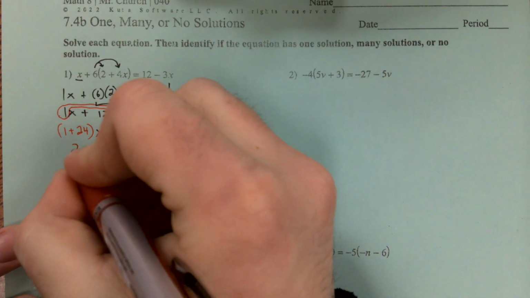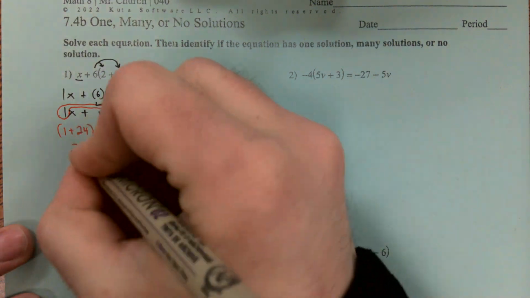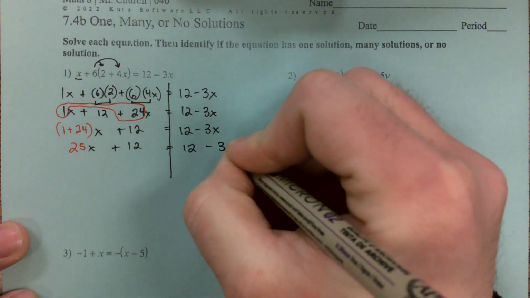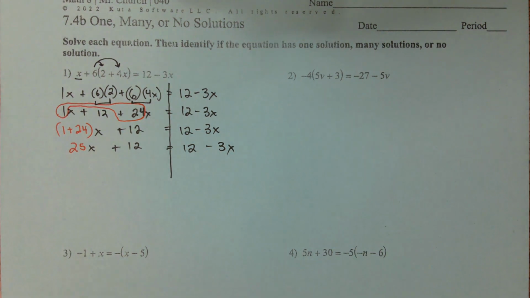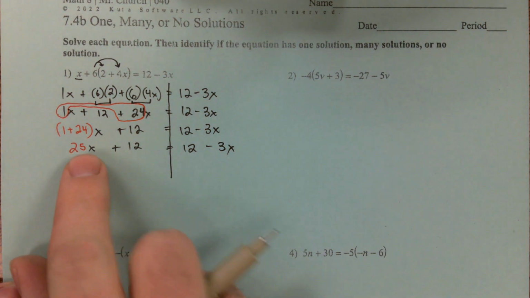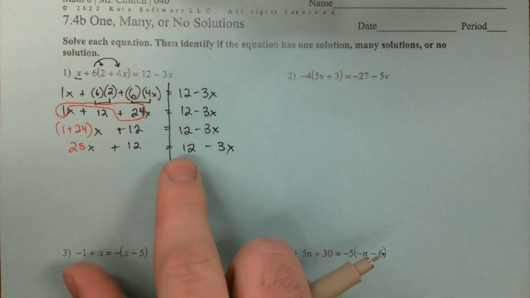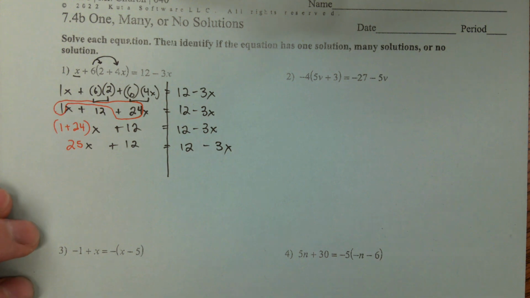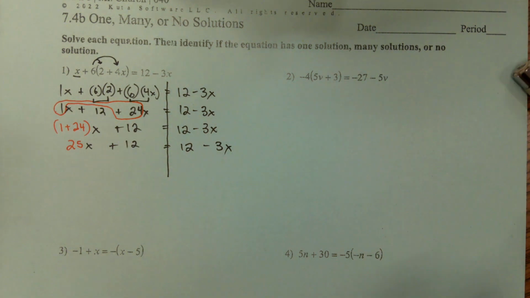So now we have 25x plus 12 equals 12 minus 3x. Now this is the form that we want. We want to have a variable and a constant on one side and a variable and a constant on the other side. That tells us right away it's time to do inverse operations.